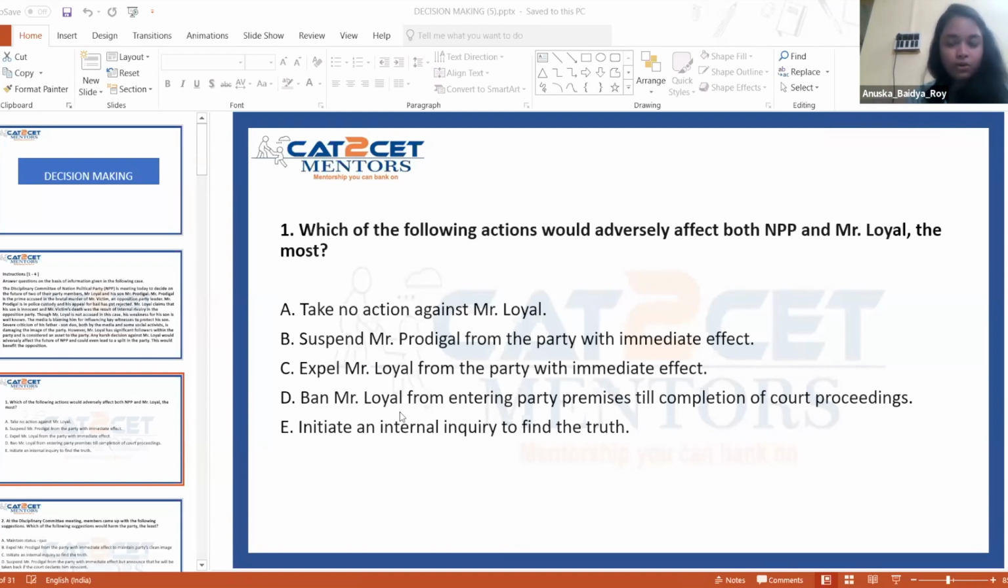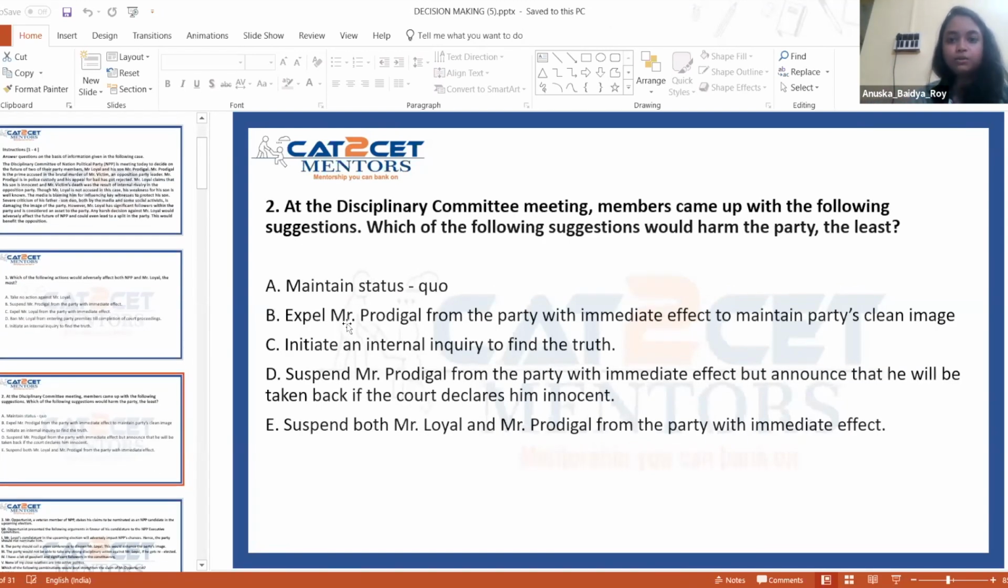D is an absolutely irrelevant option. E, not relevant to the case. Okay. So what would be our best possible answer? Option number C. Have I been able to explain it? The same logic applies in all questions. See that your thought process will develop like that. You won't get confused.